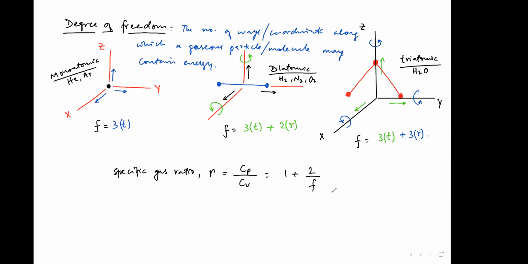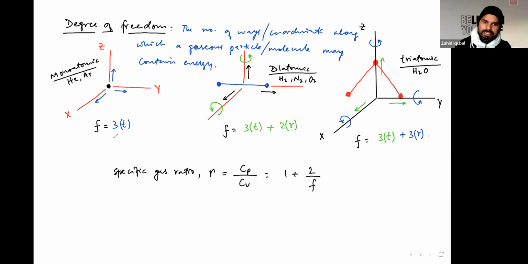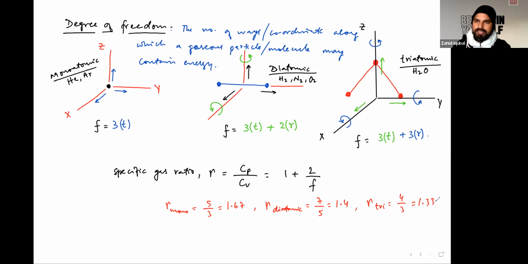Yes, sir. Now, if you put the value of F for monoatomic, that is 3, gamma for monoatomic will be 1 plus 2 by 3, that is 5 by 3, or about 1.67. Similarly, gamma for diatomic will be 1 plus 2 by F. F is 5, so it will become 7 by 5, that is 1.4. And similarly, gamma for triatomic will be 1 plus 2 by F, that is 4 by 3, which is 1.33. Is it clear? Yes, sir. Now, if I ask you to arrange these gamma values in ascending or descending order, which is maximum?